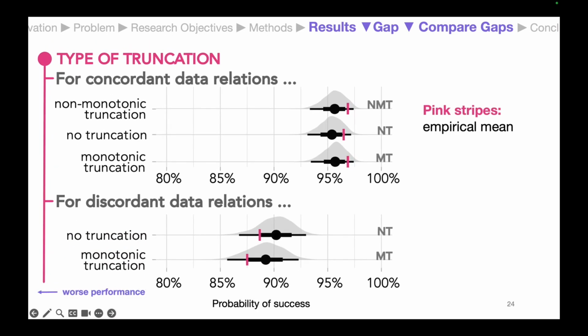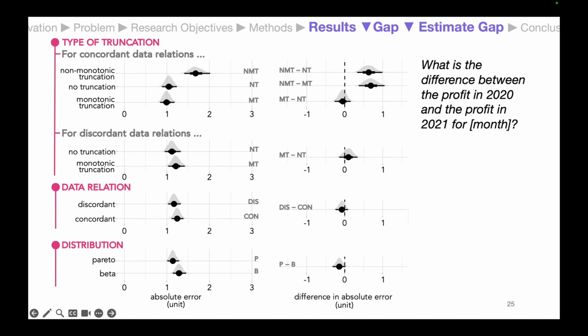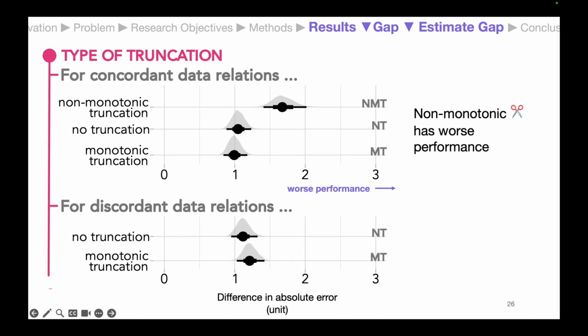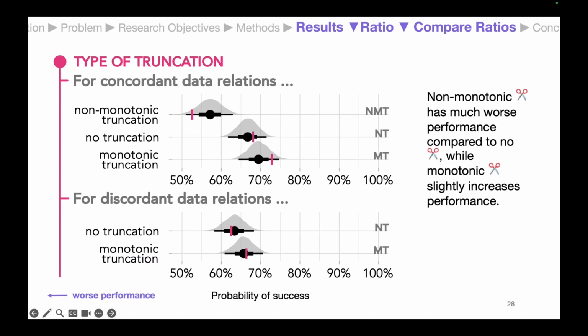Specifically, we're looking at the posterior density of the probability of success, and the pink stripes represent the empirical mean. Overall, participants had good performance with posterior probability of success around 90%, with slightly worse performance for discordant relations. Here are the total results for the task estimate gap. Specifically, here we see that compared to no truncation or monotonic truncation, non-monotonic truncation has worse performance. Here are the total results for the task compare ratios. Specifically, for both concordant data relations and discordant data relations, we see that non-monotonic truncation has much worse performance compared to no truncation, while monotonic truncation slightly increases performance.